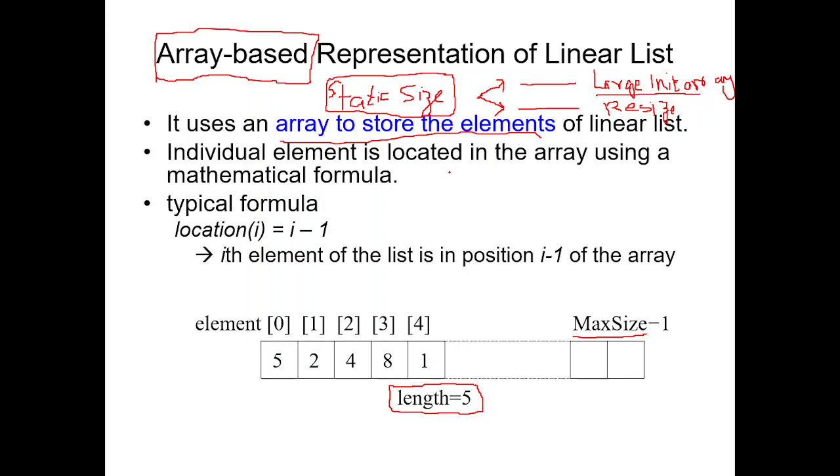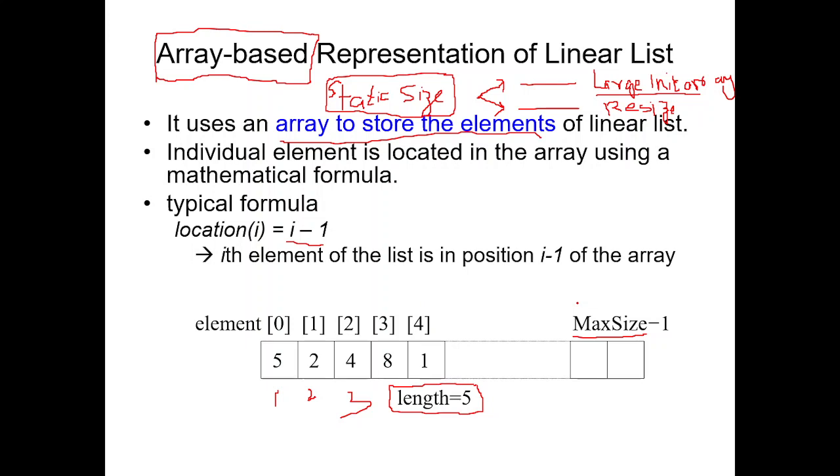ठीक है? अच्छा, how do you access elements in a list? So in this particular case, we have this simple formula. The ith element in the list is at the (i minus 1)th location in the array. So this is the first element of the list. It is at location 0. This is the second element of the list. It is at location 1. This is the third element of the list. It is at location 2. Similarly 4, 5. Okay? So we have 5 elements, and this is how you can access them.